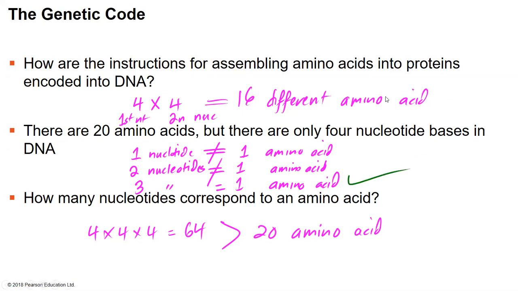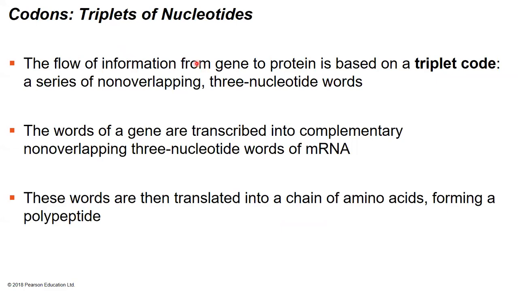So the genetic code consists of 3 nucleotides that are grouped together in order to specify a sequence of amino acids. So the genetic code is a triplet code. Triplet means 3. So every 3 nucleotides represent a triplet code. Each triplet code will specify 1 amino acid.